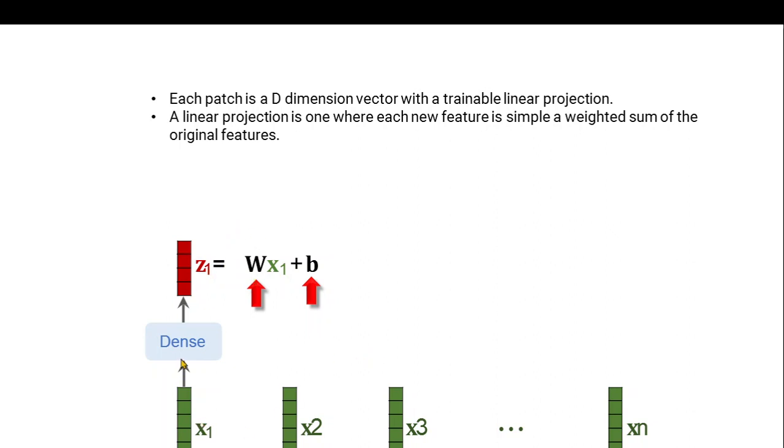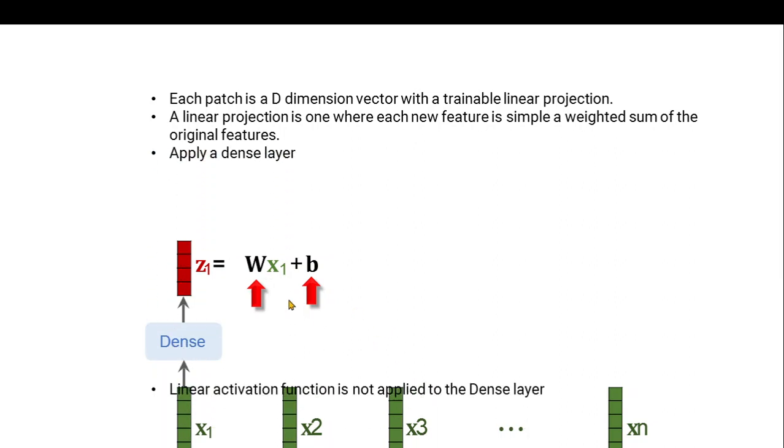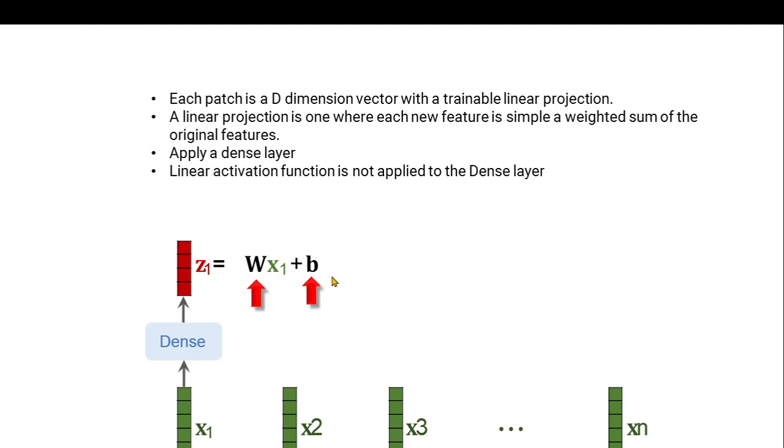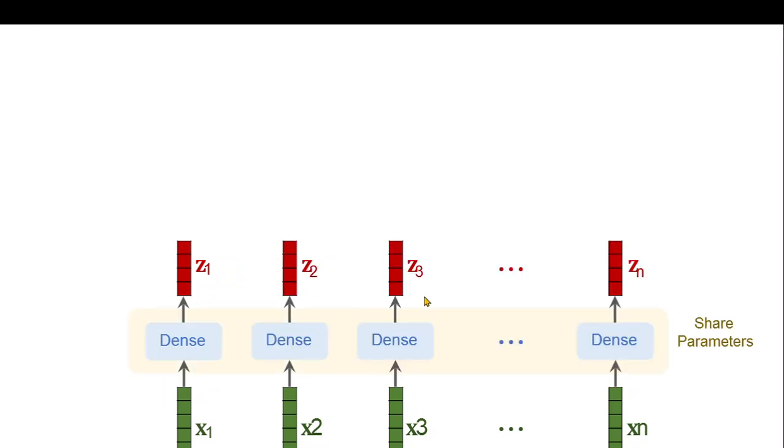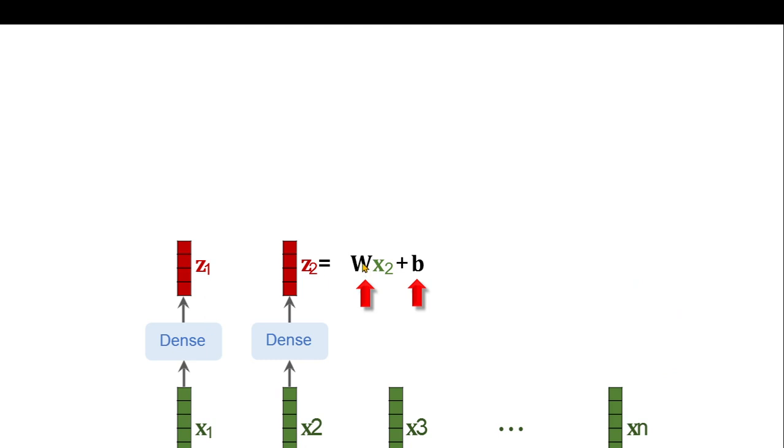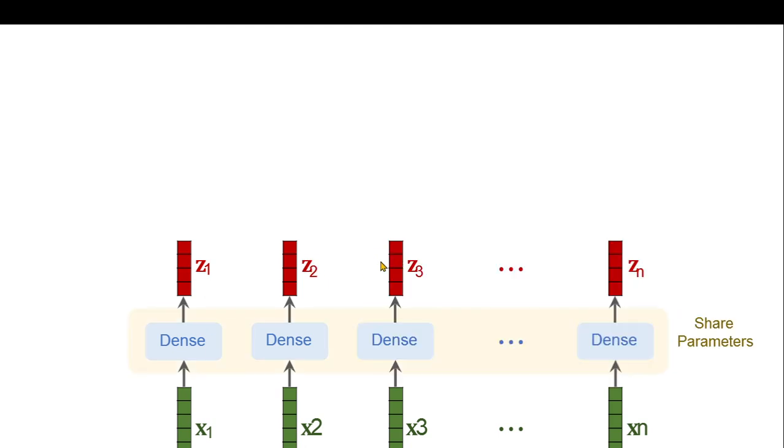So for each patch, it is passed into a dense layer, and you would apply just this linear function. There wouldn't be any activation function applied to this. The matrix W and B are the parameters that are learned from the training data. Basically, the features of the images are learned, and for each patch you will have this matrix which is trainable, and the weights are shared across all the patches.